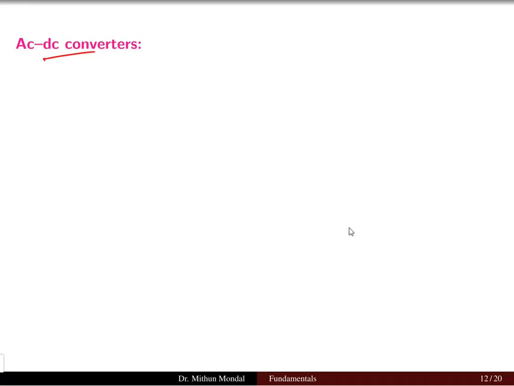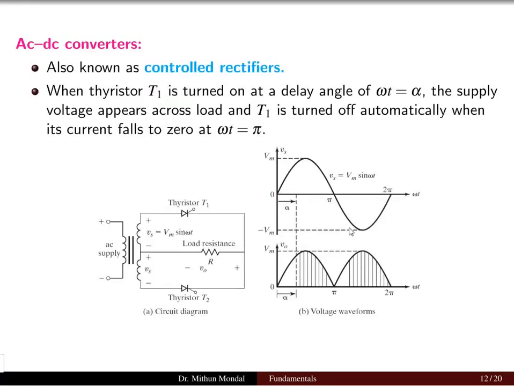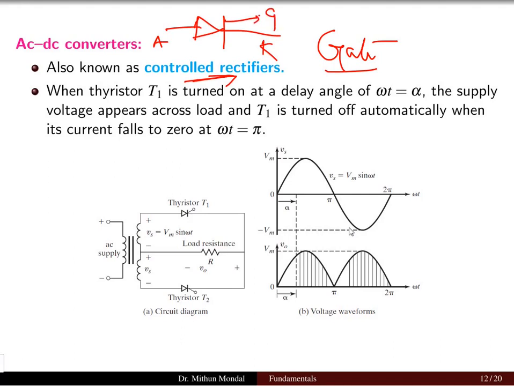The AC to DC converter is known as controlled rectifiers, because the only difference is that you will have a gate pulse which controls the rectifier operation. When we talk about the diode, it has two terminals, anode and cathode. A third terminal, the gate, is connected here so that the controlling operation can take place. So when we have the AC to DC converter in a controlled manner, then you have the gate signal. This is the thyristor, which is replacing the diode.